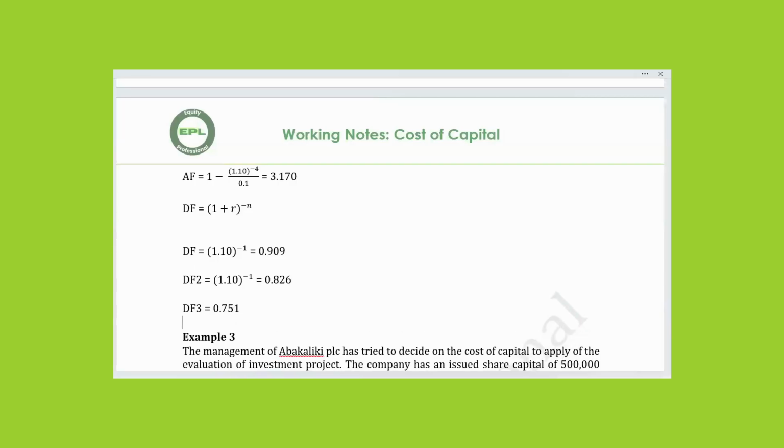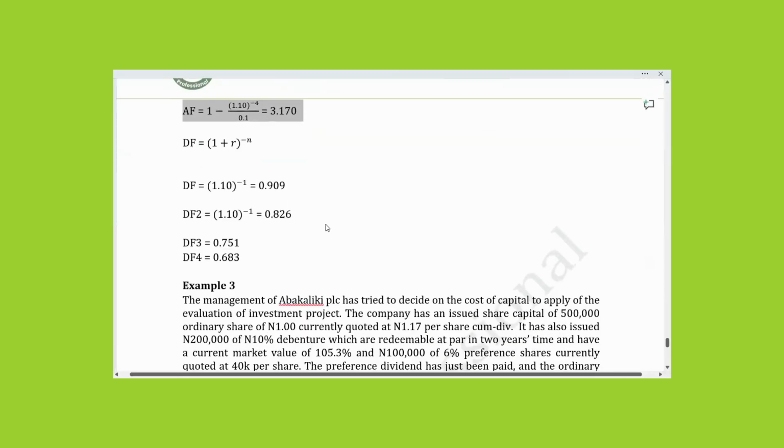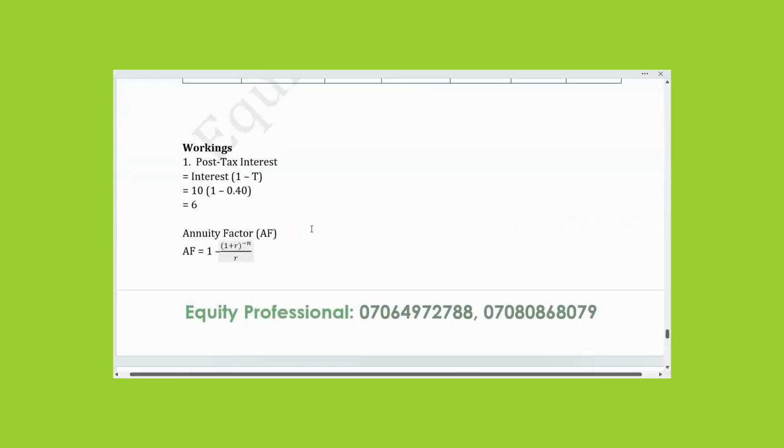Discount factor of year 4 is 0.683. So by the time you add up all the discount factors, you get 3.17. So instead of doing it one by one, why don't you just use annuity factor? That's the reason why you use cumulative discount factor or annuity factor. I believe you learned something from there.